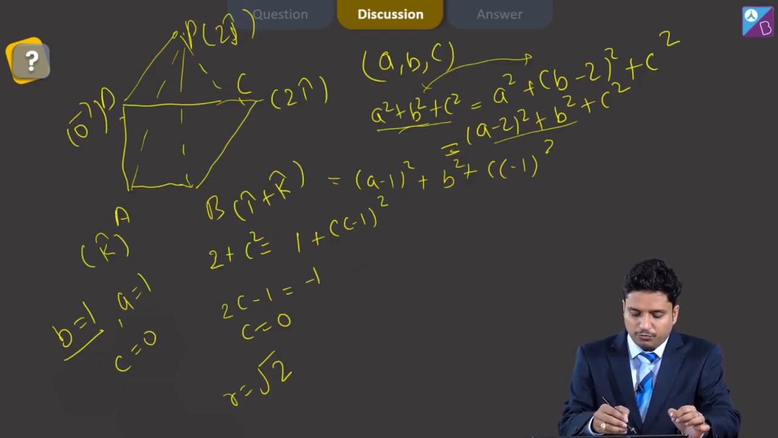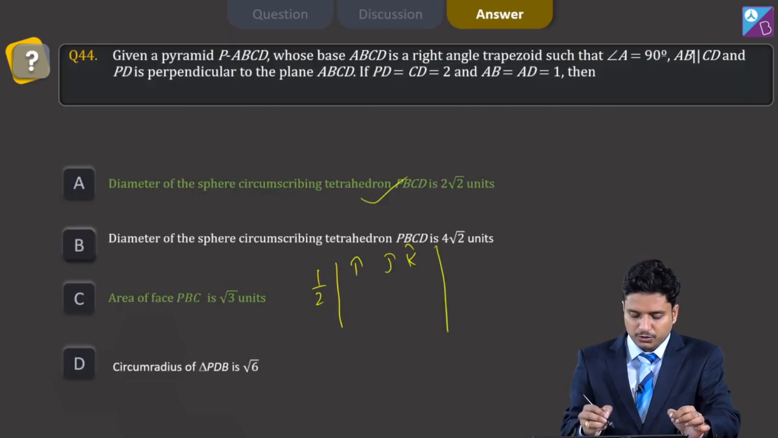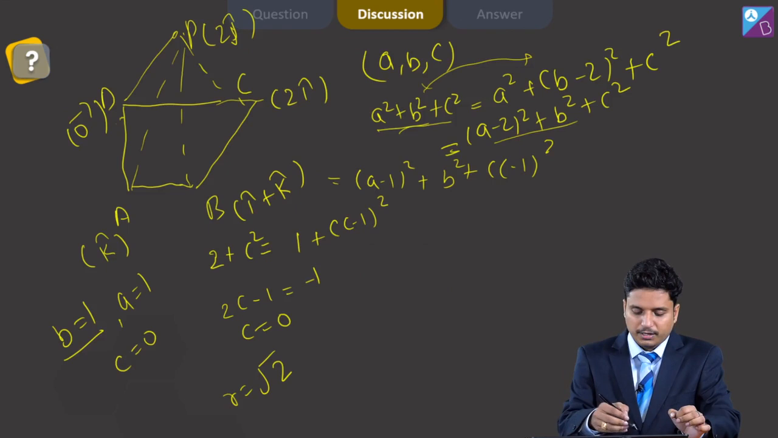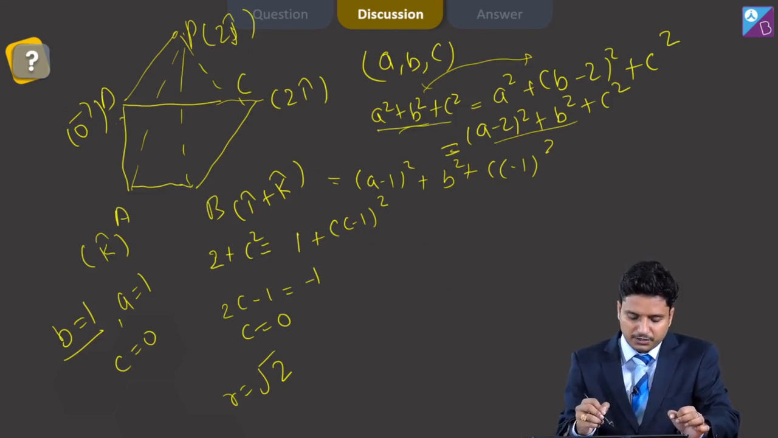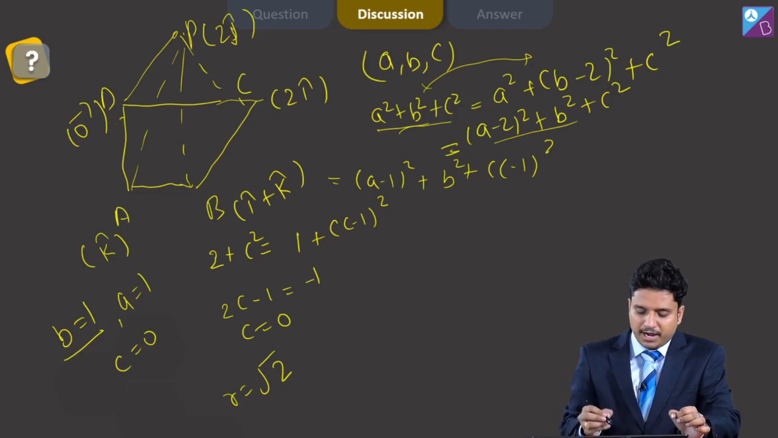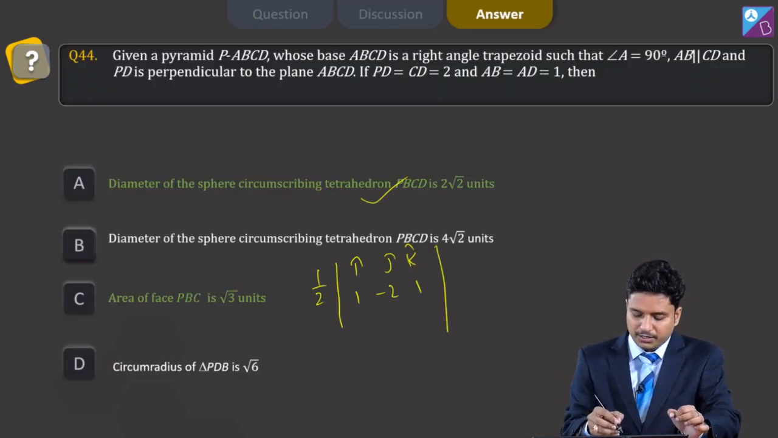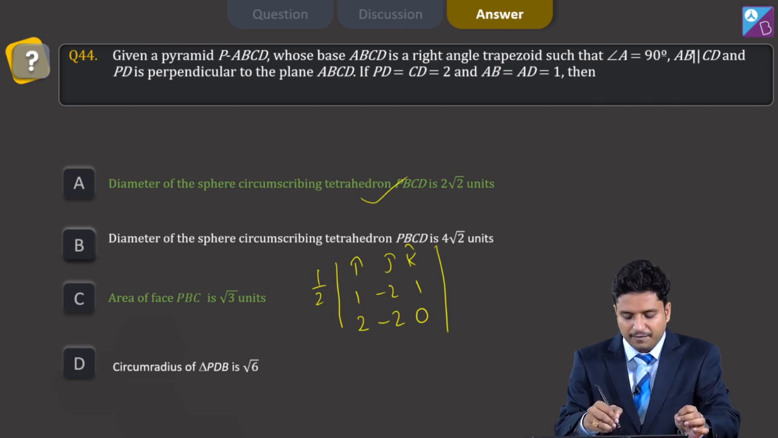So this is (1, minus 2, 1), that is i plus k minus 2j, and similarly PC will be equal to 2i minus 2j. So here again we can find the area as half into this, and the magnitude of this quantity will give you the correct answer for the area.